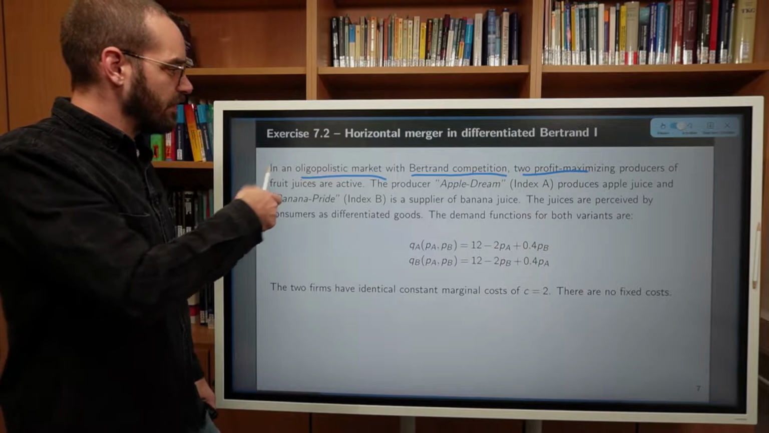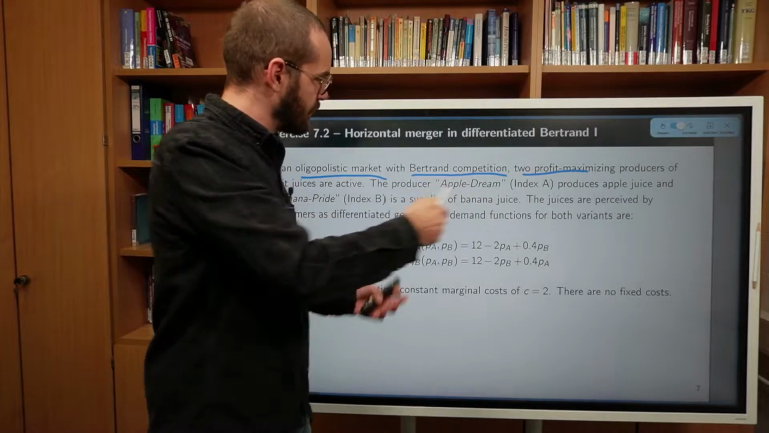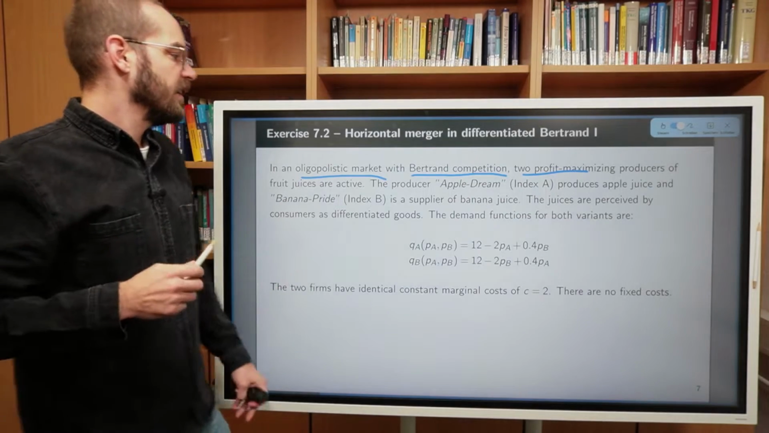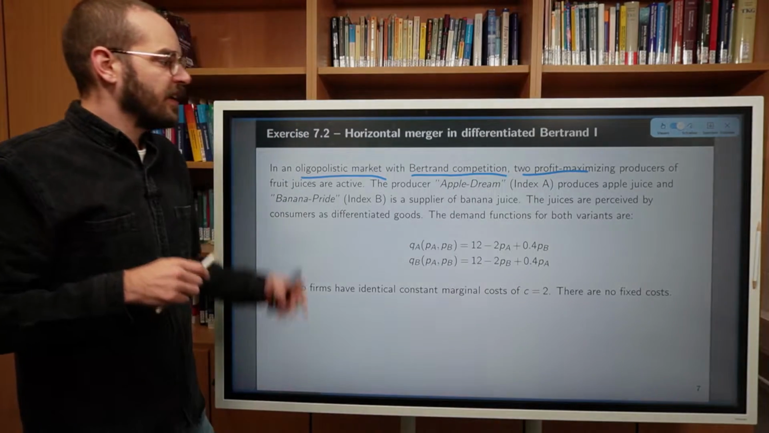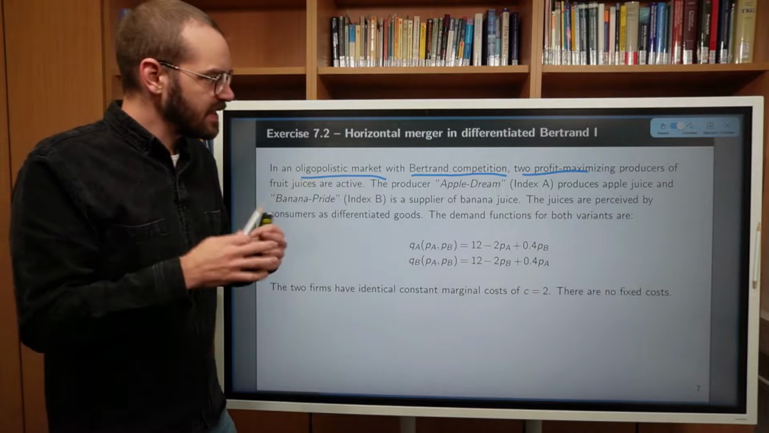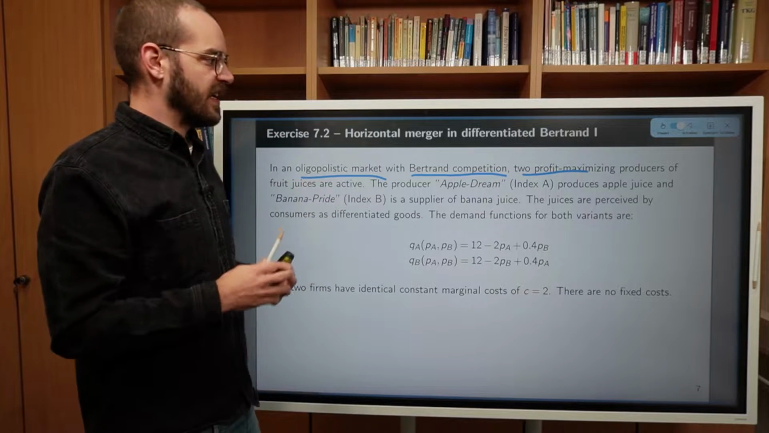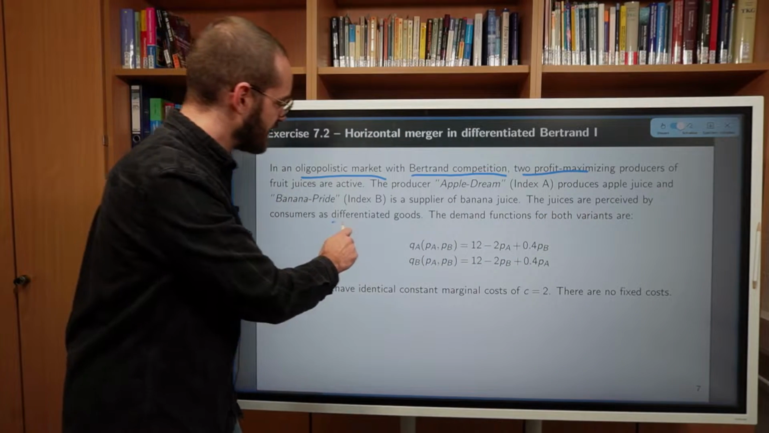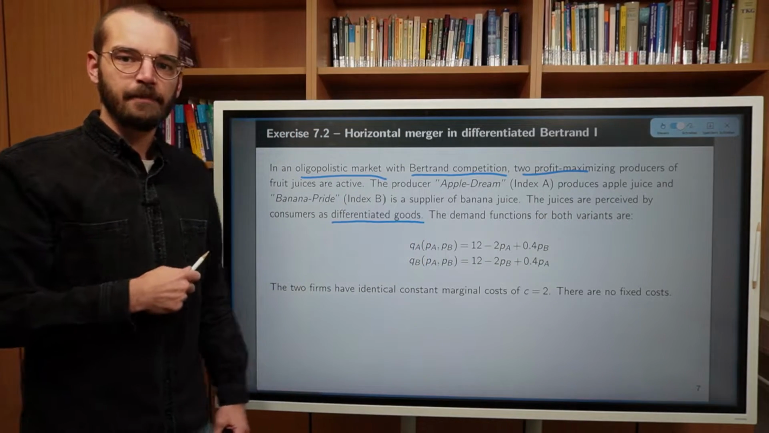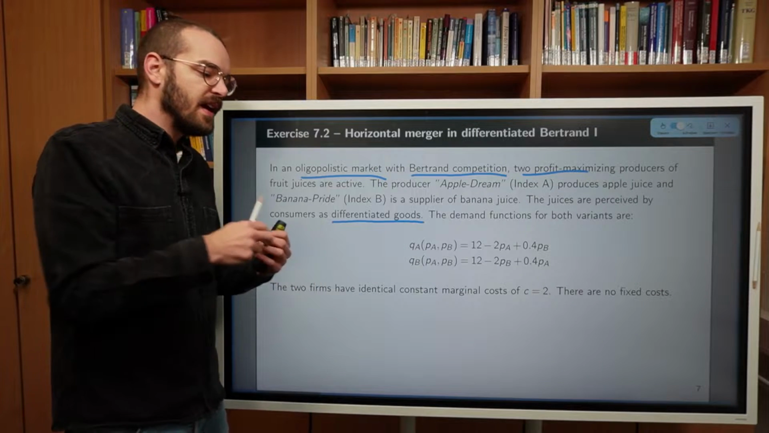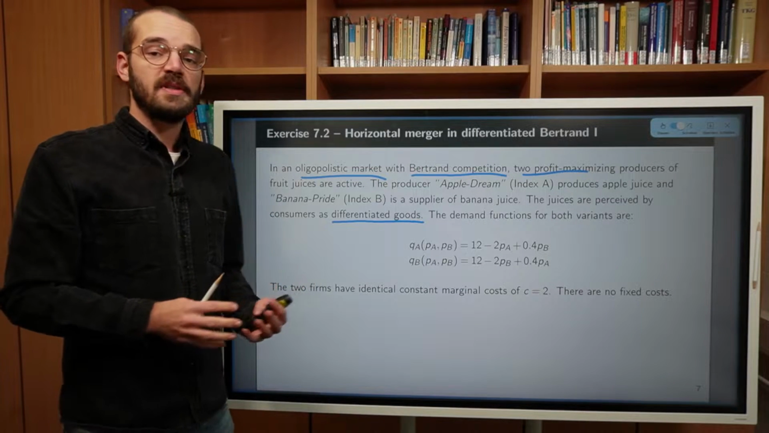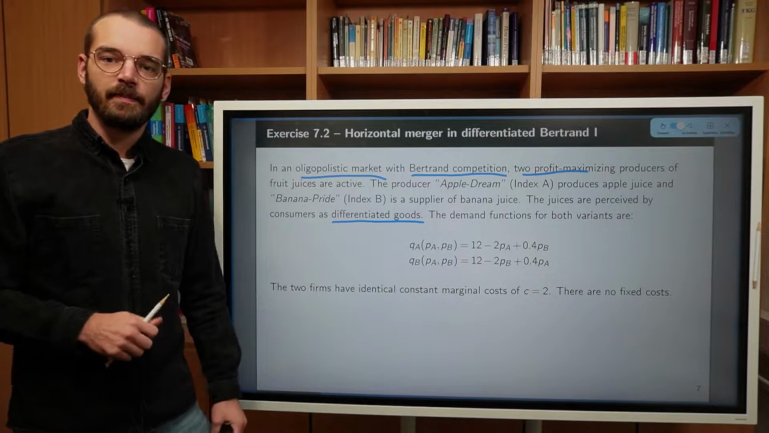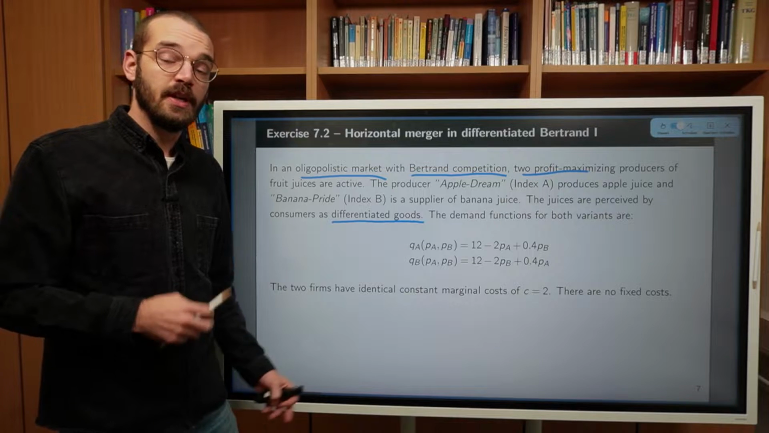We know that producer A, Apple Dream, produces apple juice, and producer B, Banana Pride, is a supplier of banana juice. We furthermore know, and now this is the very crucial part in this exercise, that the juices are perceived by the consumers as differentiated goods, right? So this is the first time that we are looking at differentiated goods in one of these competition models. And we will see in the following that this makes quite the difference when it comes to equilibrium results.